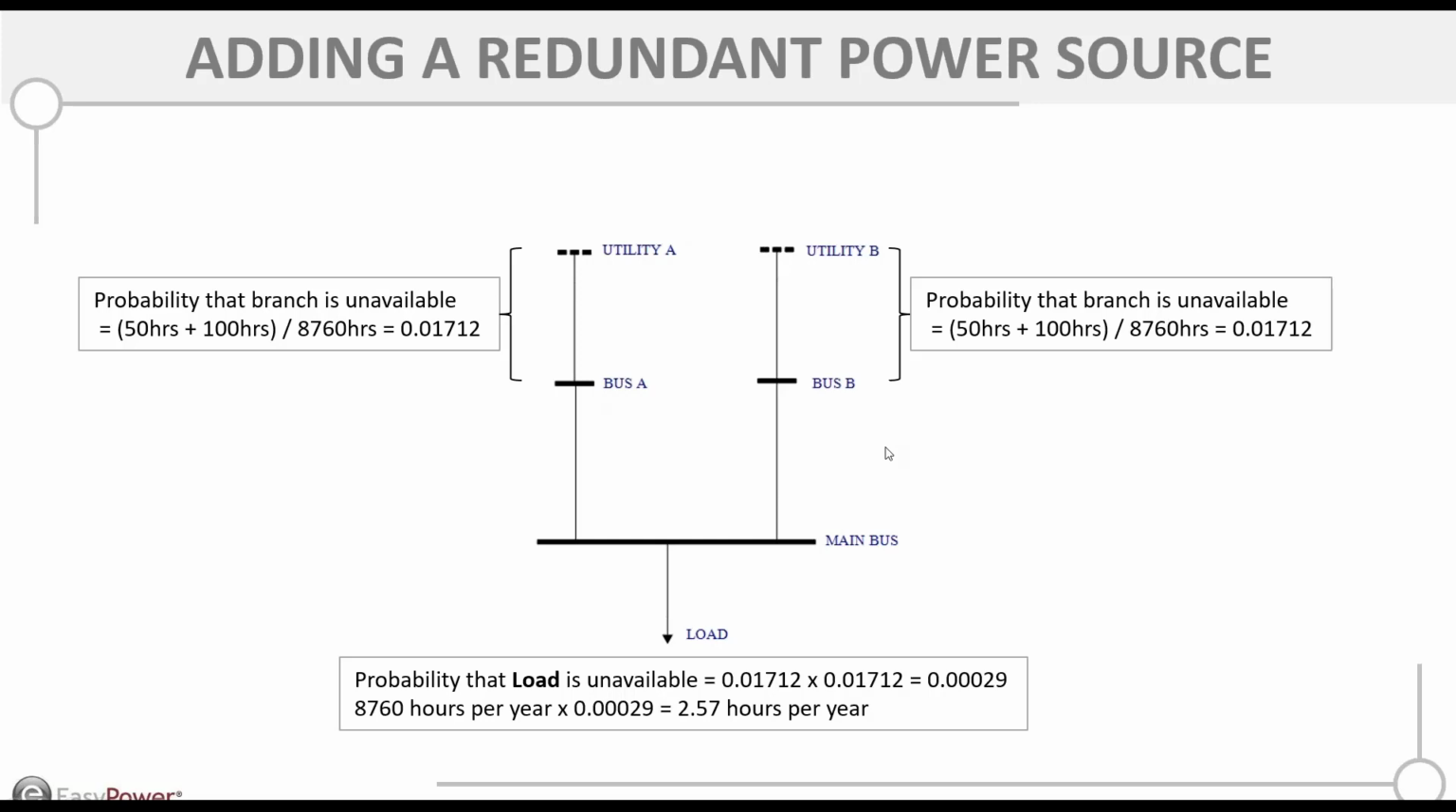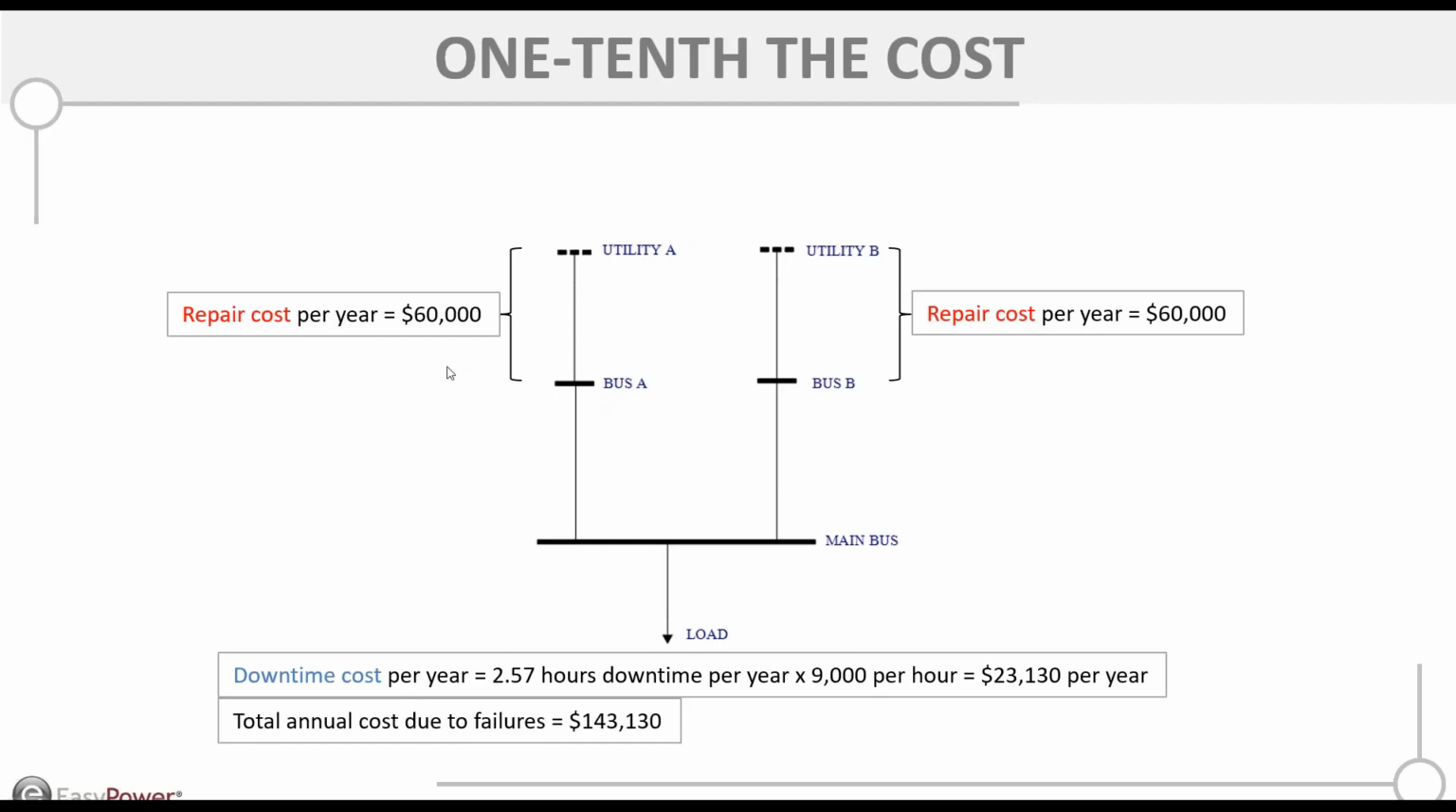So we'll do that in a few slides to see if that reliability improvement is warranted by the cost of the additional branch. Just looking at that system, the repair cost is 60 grand on each branch, and then the downtime cost is 2.57 hours times 9 grand an hour. The productivity loss is 23 grand a year. Total annual cost due to failure is 143,130. It's about a tenth of what it was.